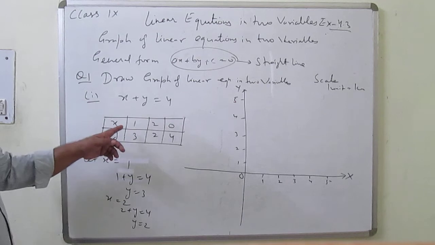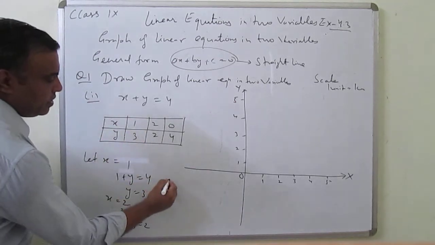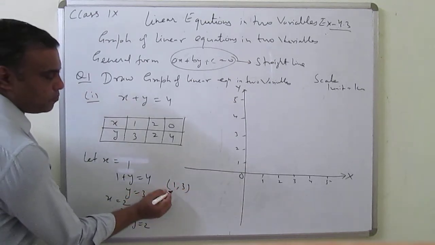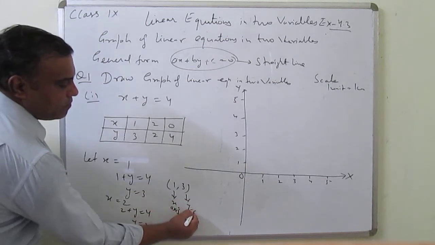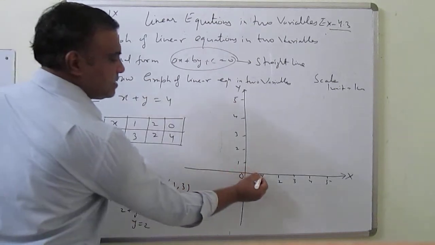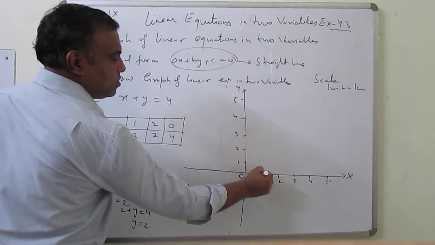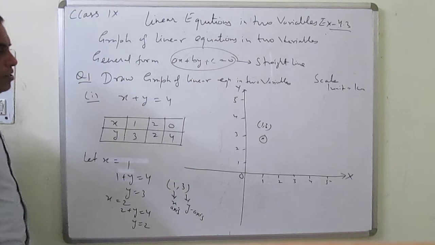Now the first point you know is 1 comma 3, x is 1, y is 3. ऐसे भी लिखते हैं, इसको ऑर्डर्ड पेयर बोलते हैं. फर्स्ट पॉइंट इज ऑलवेज रिप्रेजेंट फॉर x एक्सिस एंड सेकंड पॉइंट इज ऑलवेज रिप्रेजेंट फॉर y एक्सिस. So first we take 1 on the x-axis, and y is 3. So 1 comma 3 is this point.